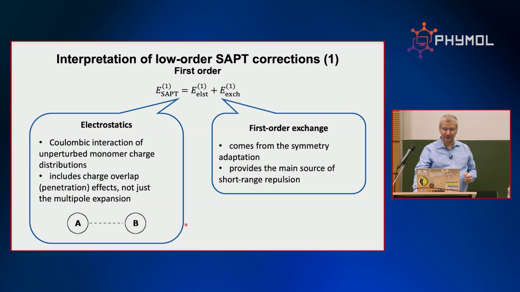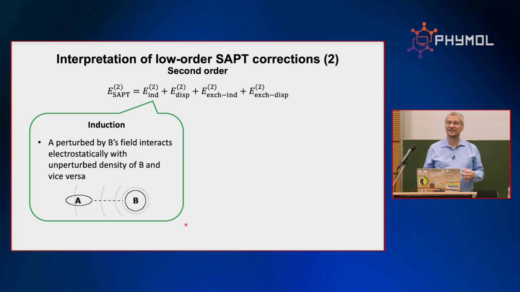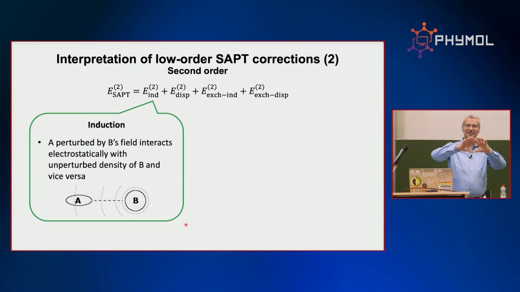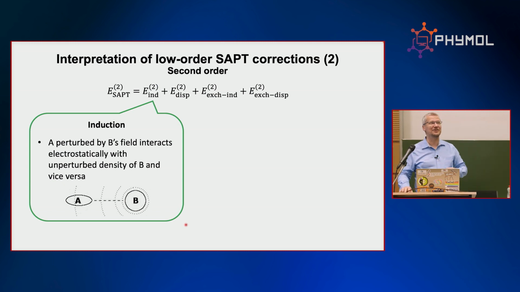Now, what happens if we go to the second order? Interestingly, the second order correction naturally splits into two different pieces, both for the non-exchange part and the exchange part. And we get quite a clear interpretation. The first part is the induction energy. Induction energy comes from the classical polarization. So one molecule, such as B in this cartoon, generates an electric field. This electric field reaches the molecule A and polarizes it. So the electron density of molecule A gets shifted around. And now this polarized molecule A interacts with B differently than the unperturbed molecule A would. So we have the effect of polarization, of induction.